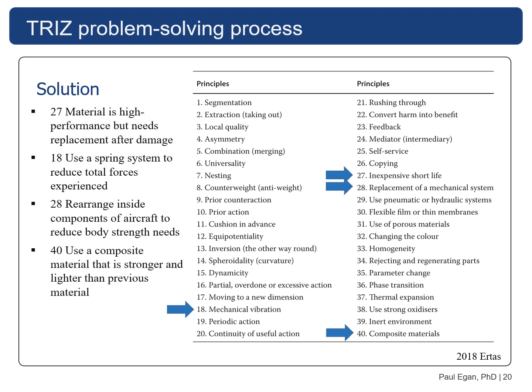And so here's a little listing of the different principles and some examples of how that could work. So 27, material is high performance but needs replacement after damage. 18 uses spring system to reduce total forces experienced. 28, rearrange inside components of aircraft to reduce body strength needs. And 40 is use a composite material that is stronger and lighter than the previous material you considered.